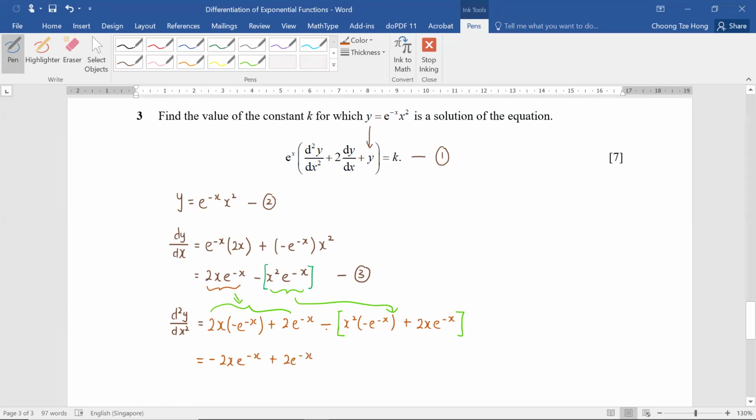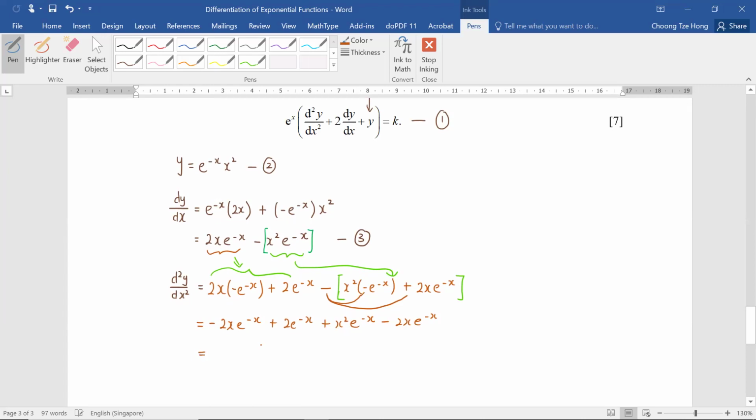Okay, then over here, you have a minus times a minus, so it's going to be a plus, right? So it's going to be plus x squared e to the power of negative x, then minus times positive, so minus 2x e to the power of negative x. Right, then we're just going to group the like terms together.